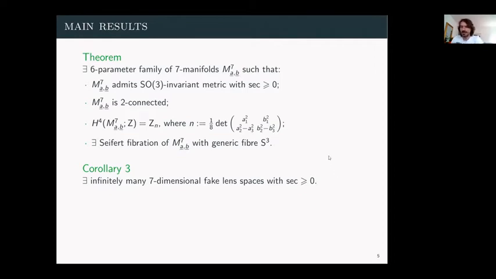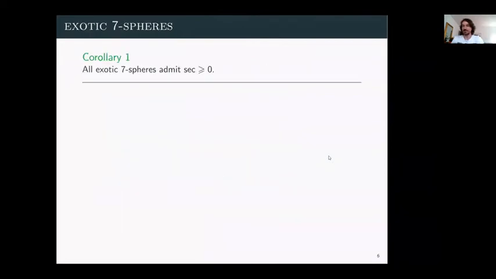Okay, so we get these 7-dimensional fake lens spaces, and we also get at least 28 oriented homotopy RP7s as well. And there are infinitely many homotopy RP7s, so it's very different to the 5-dimensional case, where there are only 5 homeomorphism types, I think, or diffeomorphism types. I don't remember which, but it's a finite list. Okay, so let's look at these corollaries. Let's start with the exotic spheres.